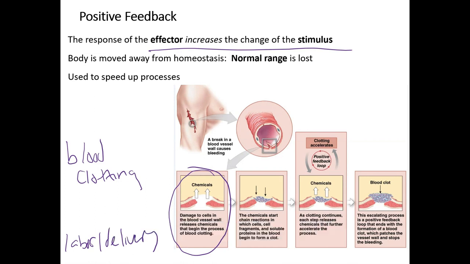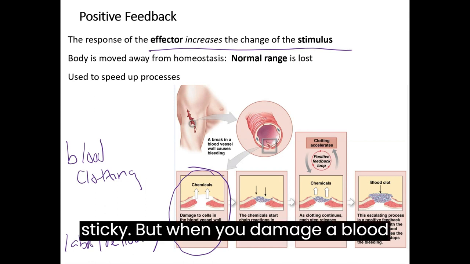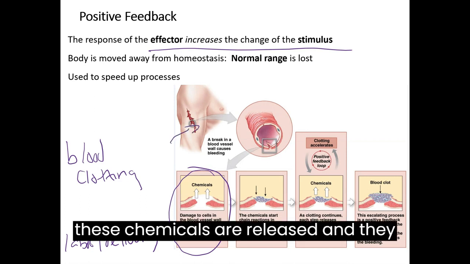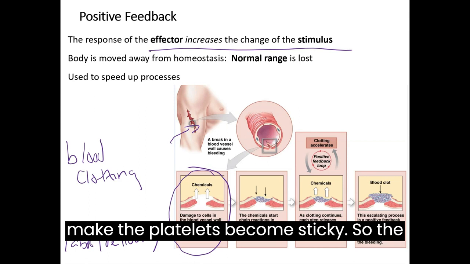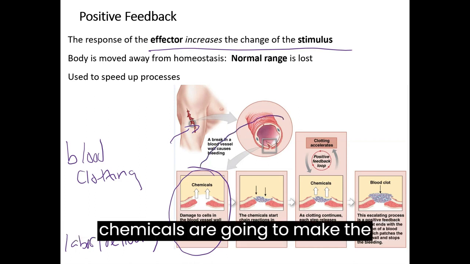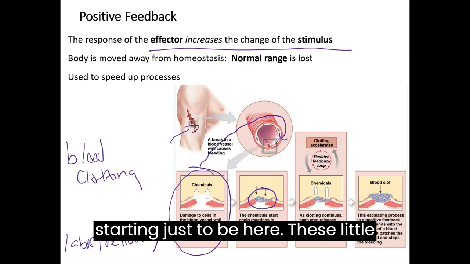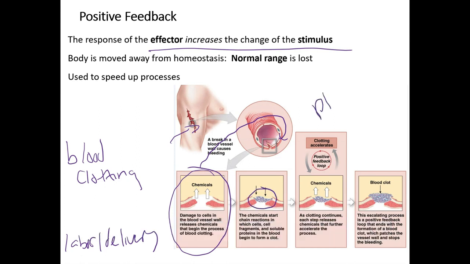Now there's cells called platelets. Platelets normally are not sticky. But when you damage a blood vessel, when there's a broken vessel, these chemicals are released and they make the platelets become sticky. So the chemicals are going to make the platelets sticky. And you can see them starting to be here. These little cells are platelets.